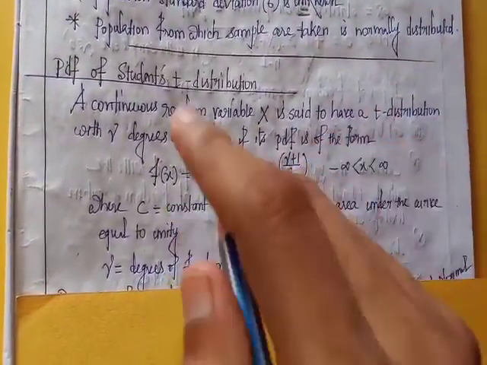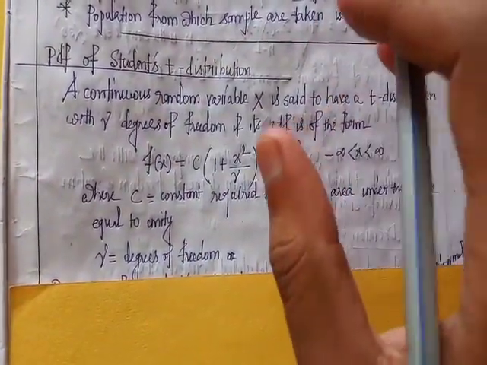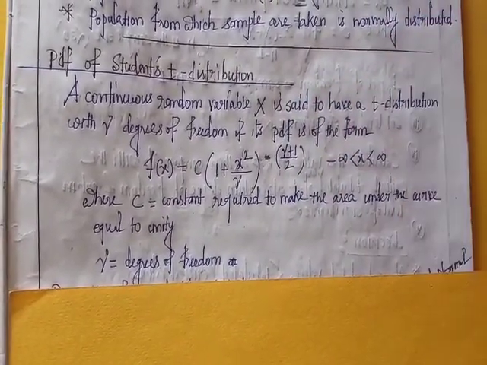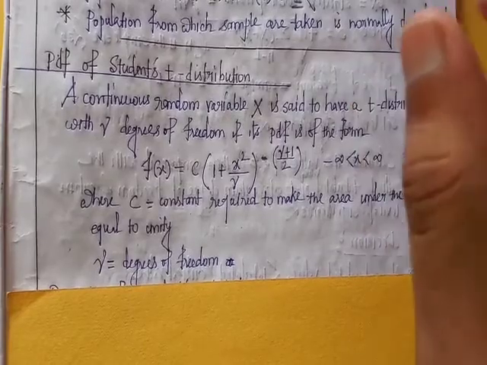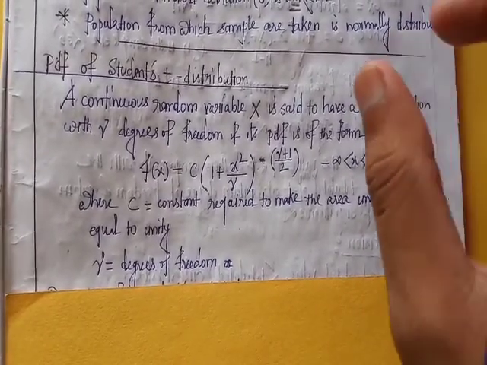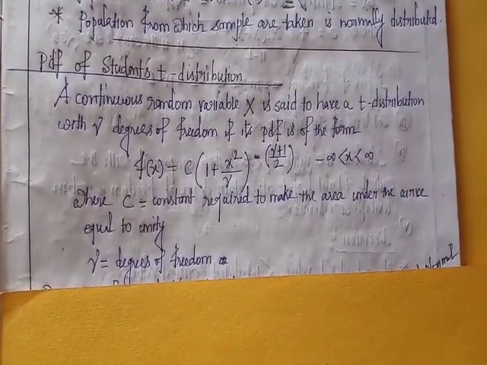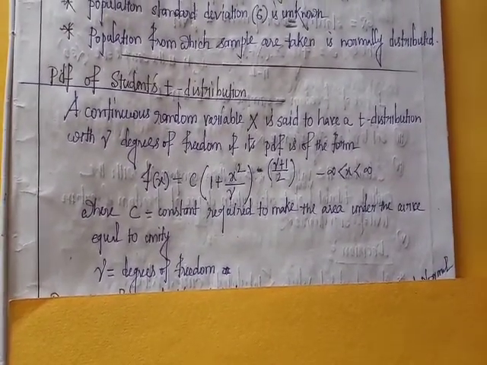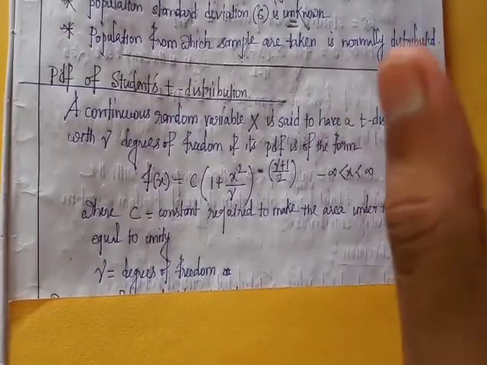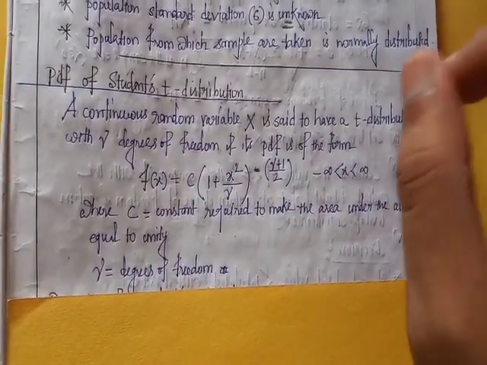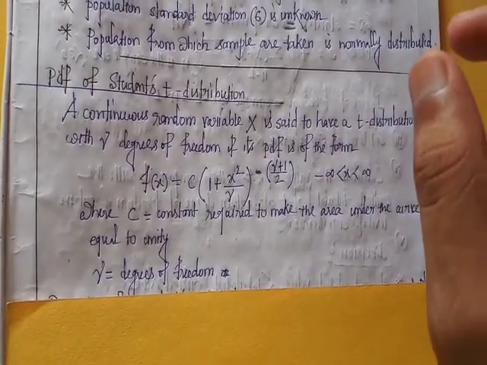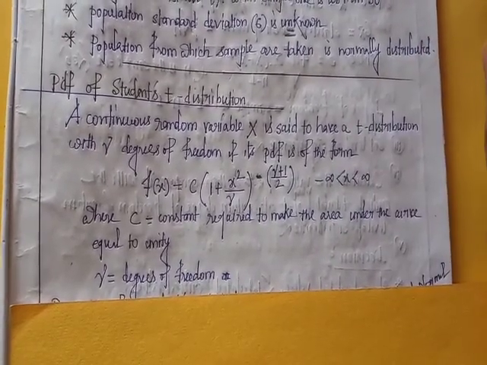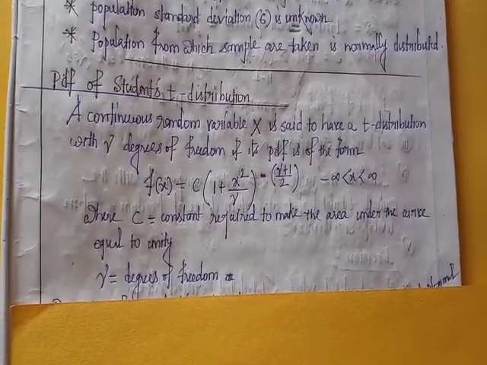Again I repeat, for single samples the formula of degrees of freedom is sample size minus 1, meaning n minus 1. For two dependent samples the formula of degrees of freedom is sample size minus 1, since dependent samples means n1 equal to n2. For two independent samples the formula of degrees of freedom is n1 plus n2 minus 2, meaning first sample size plus second sample size minus 2.